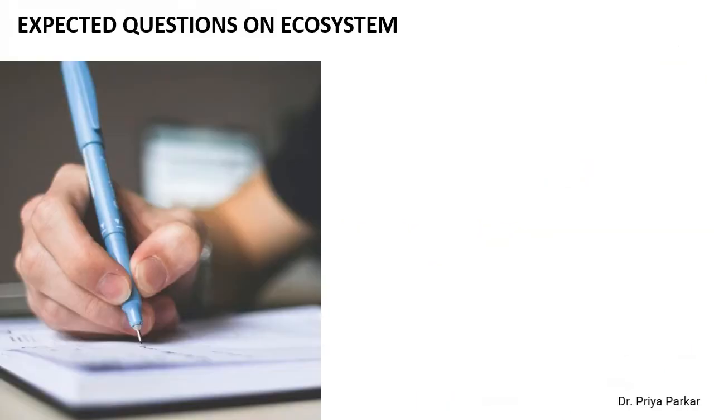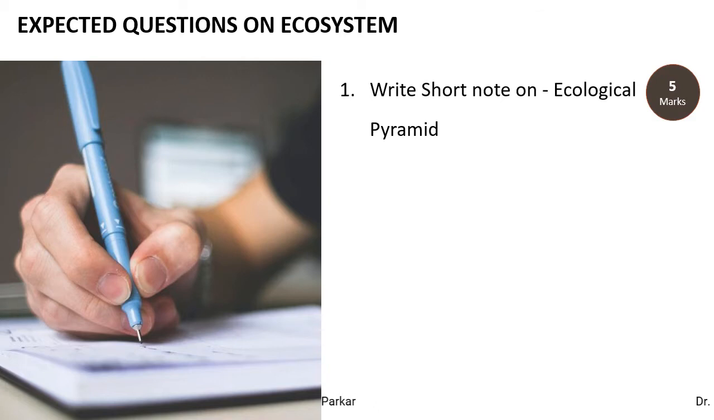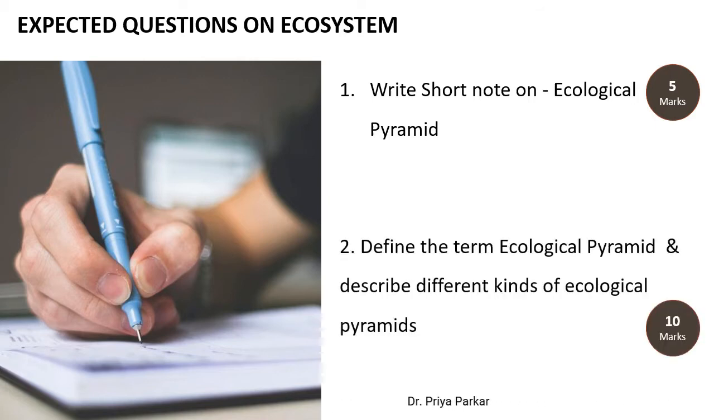Before we start to understand the concept of ecological pyramid or food pyramid in the ecosystem, have a look at the expected questions in the examination. In offline mode of examination, a question may come for 5 marks as write a short note on ecological pyramid. Also, a long question might come for 10 marks such as define the term ecological pyramid and describe different kinds of ecological pyramids.